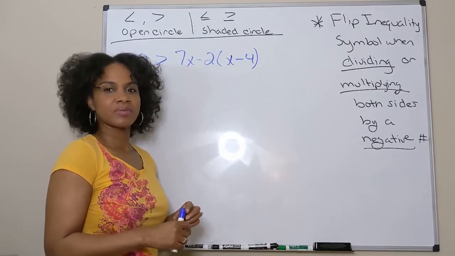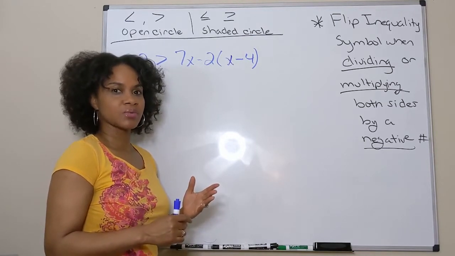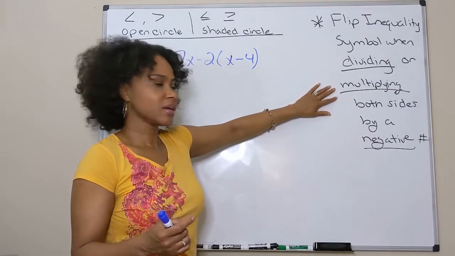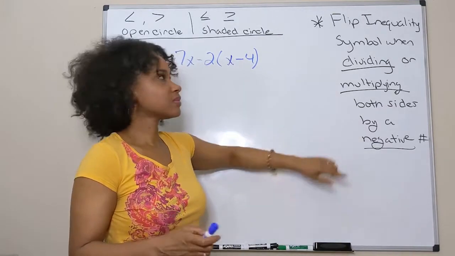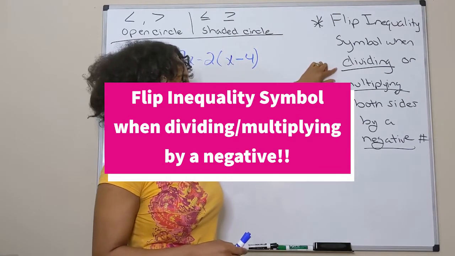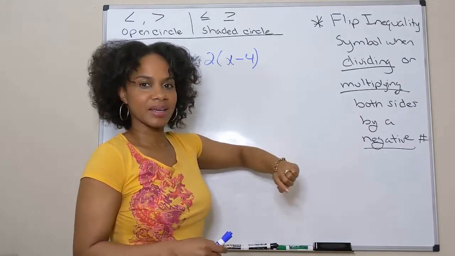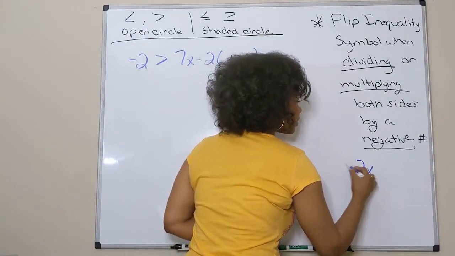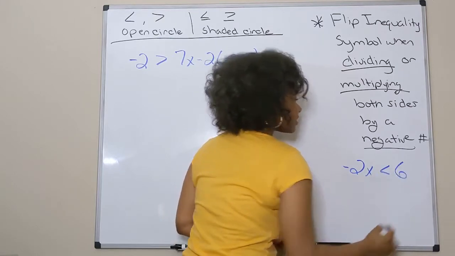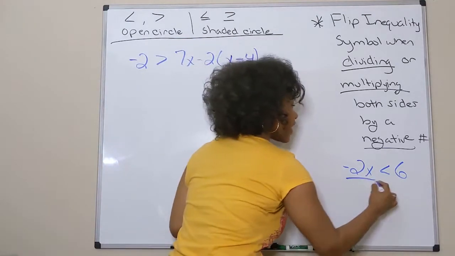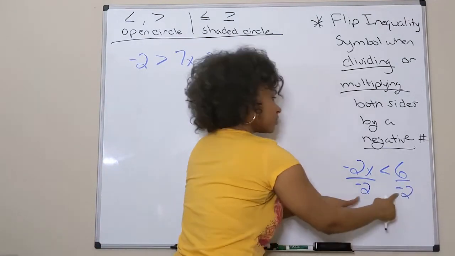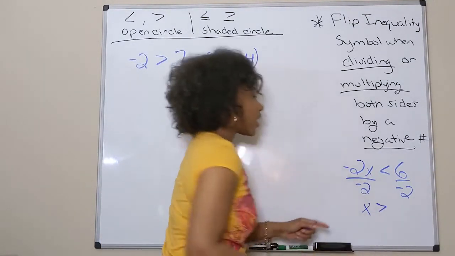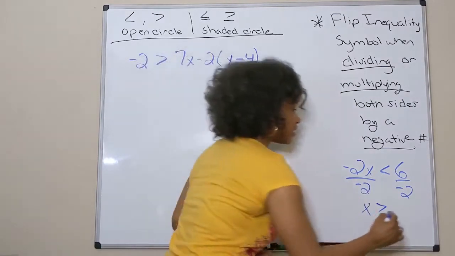The only added piece when you're solving multi-step inequalities is when you're dividing or multiplying both sides of the inequality, you're going to flip that inequality symbol. So flip the inequality symbol when dividing or multiplying both sides by a negative number. As an example, if I have negative 2x is less than 6, to solve that inequality, I'm going to divide both sides by a negative 2, okay? And since I'm dividing both sides by a negative 2, my inequality symbol flips from less than to greater than.